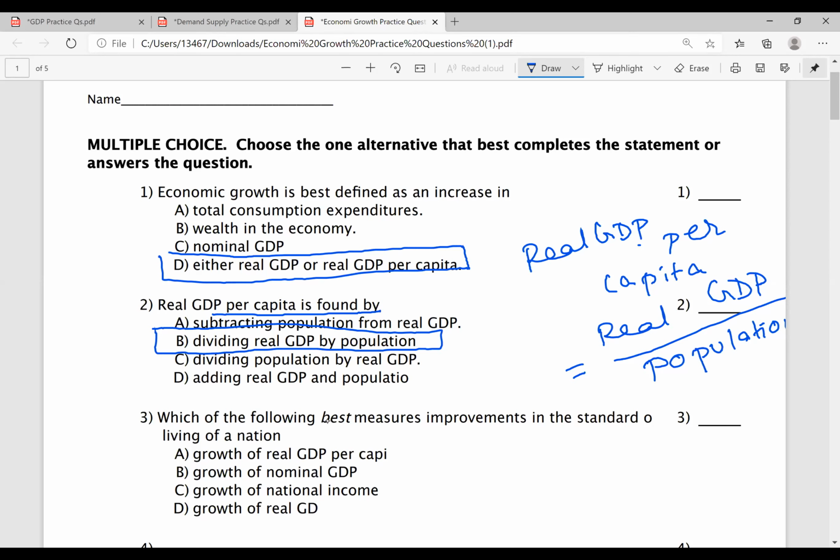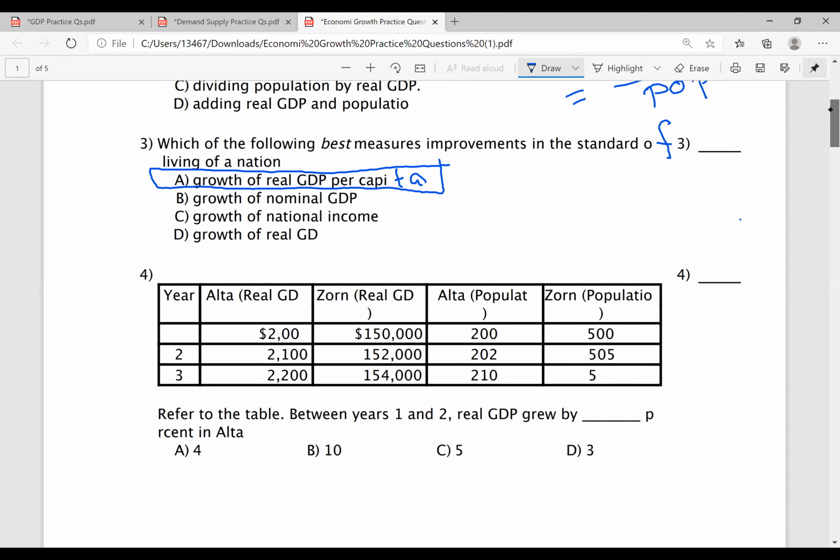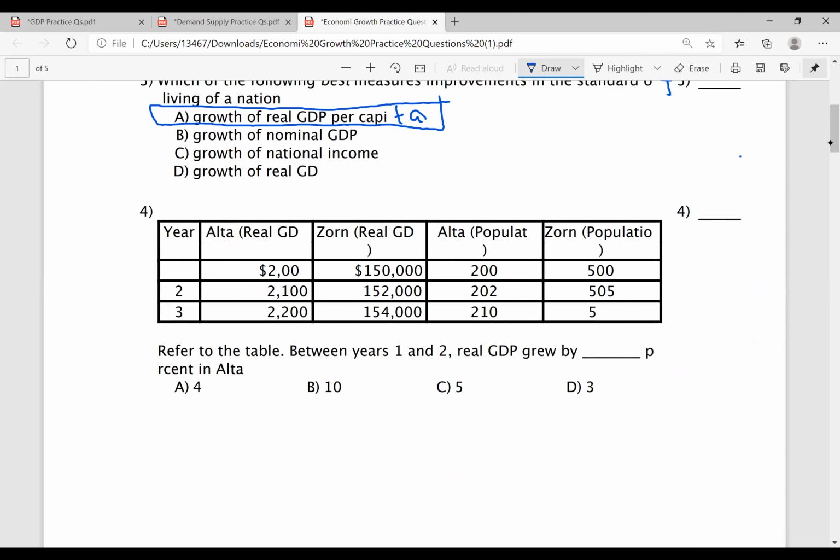Question 3, which of the following best measures the improvement in the standard of living in a nation? This is the growth rate of real GDP per capita. All right, this is something I think was in your homework questions. It says between years 1 and 2, real GDP grew by how much percent in the economy of Alta?